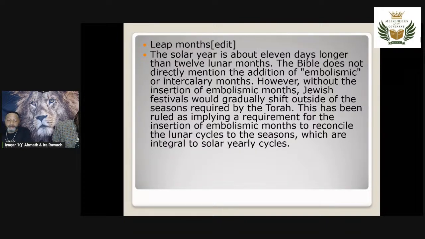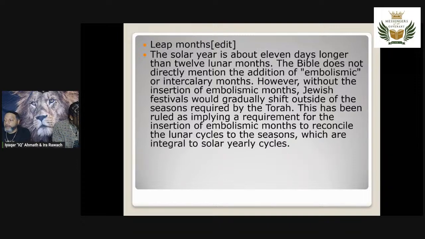What's that? 30 times 12? 360, right? Now, it said that the lunar months was 11 days longer, or 11 days shorter, right? So minus 11 from that.